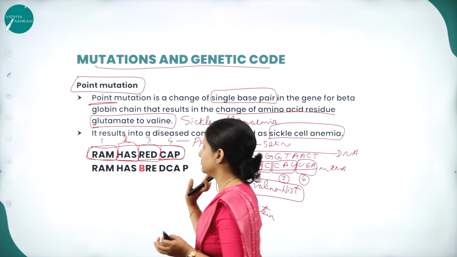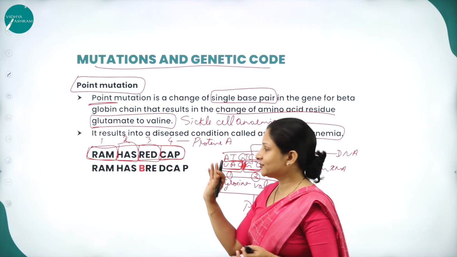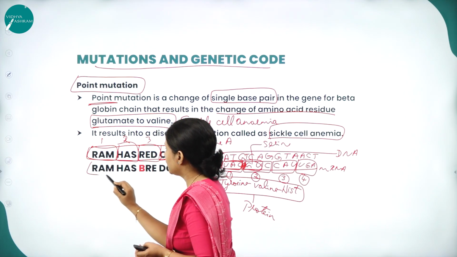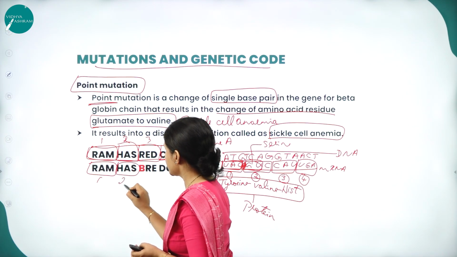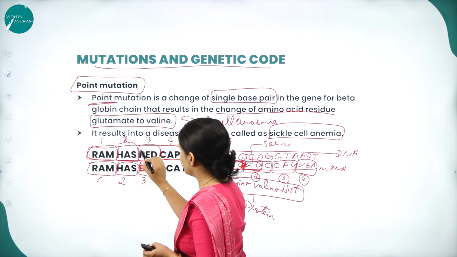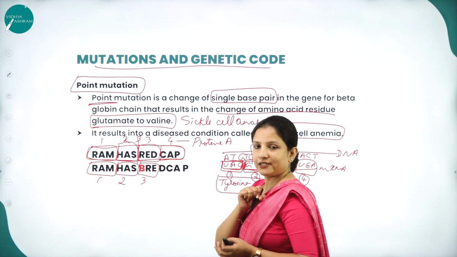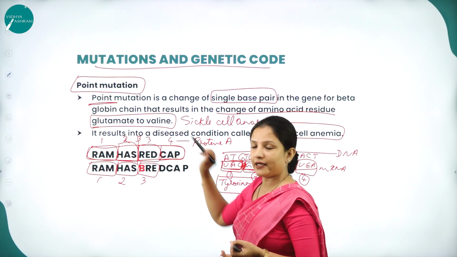One B came in between S and R. In the sequence between S and R, one B is there. Now, will it not change? Ram will become one genetic code, has will become the second genetic code, BRVE will become the third genetic code, because in this place B came and settled there. It's a point mutation, that is, one of the nitrogenous bases got added there.